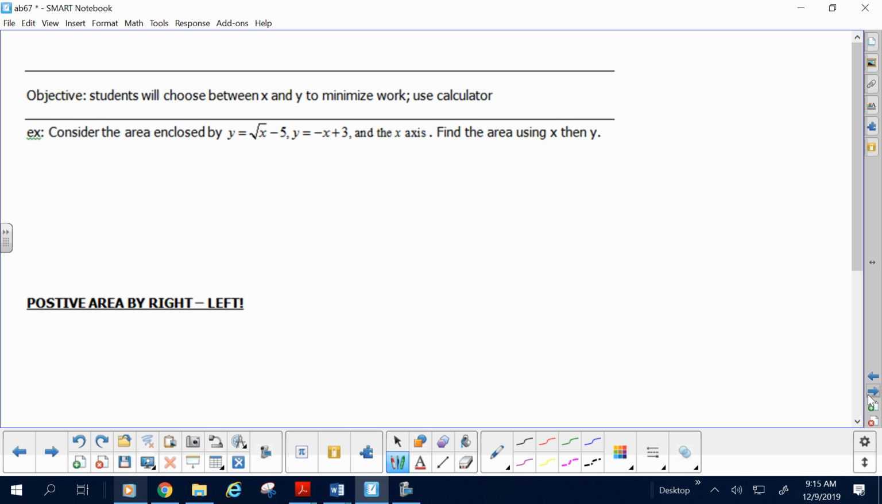Again, choosing between X and Y. We've talked several times now about one of the deciding factors being which is easier to integrate. Another deciding factor is one integral versus two. Let's go to a graph of this. Y equals root of X minus five. Sam, what does the graph of that look like, please?